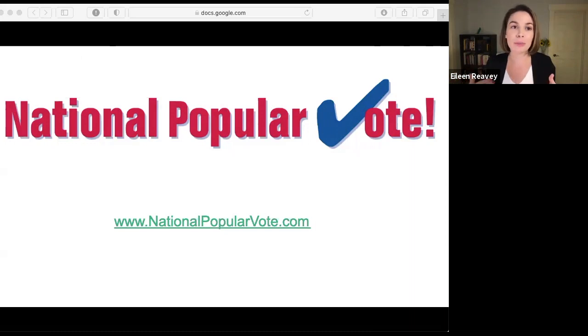This is hosted by the nonprofit National Popular Vote, and our sole mission is to pass the National Popular Vote Compact so that the winner of the nationwide popular vote for president becomes the president every time, effectively making every vote equal for presidential elections.